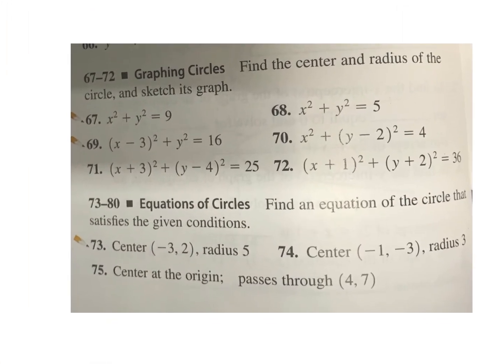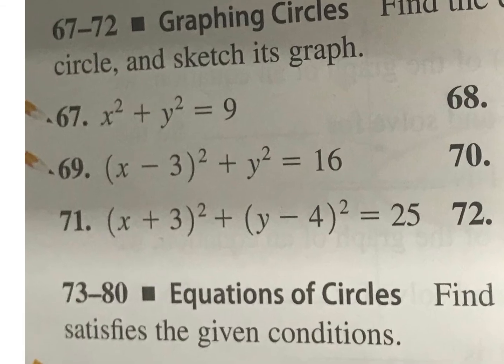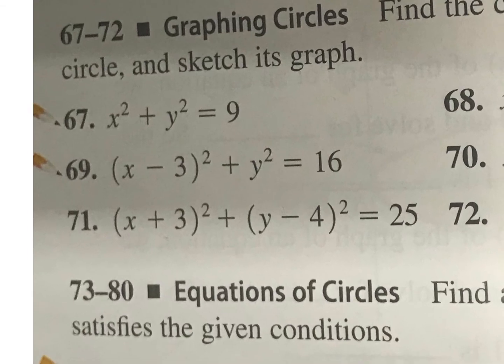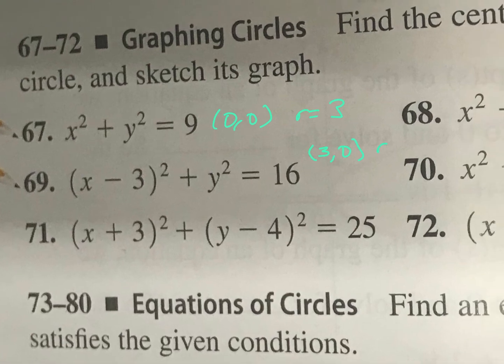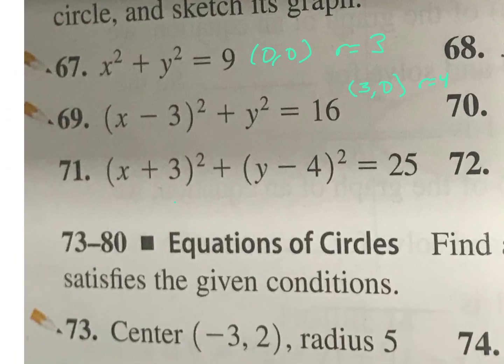That's good. Here's just some quick little examples here. Tell me the center and the radius for 67. 0, 0. Can't fool you guys. And what's my radius? 3. Awesome. What's my center for 69? 3 and 0. Remember, it's the opposite of what you see. And then what's my radius? 4. Guys, so proud. What's my center for 71? -3, 4, and my radius is 5.